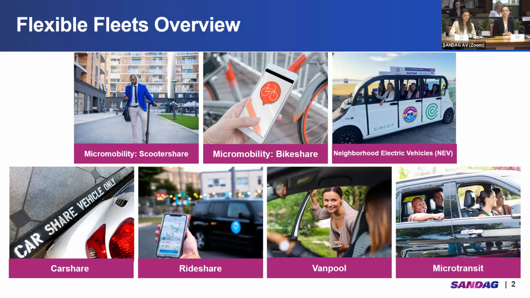And then lastly, we have microtransit, which as I mentioned, is kind of an umbrella term where neighborhood electric vehicles fit into, and these are larger multi-passenger vehicles that carry 5 to 15 passengers and provide rides within a defined service area. As these services are typically reserved through a mobile app, SANDAG and public agencies work with the private sector to ensure that there are options for people without access to a smartphone or a credit card.